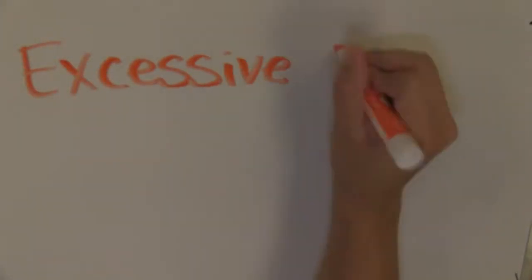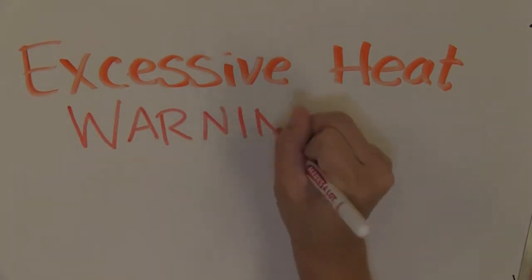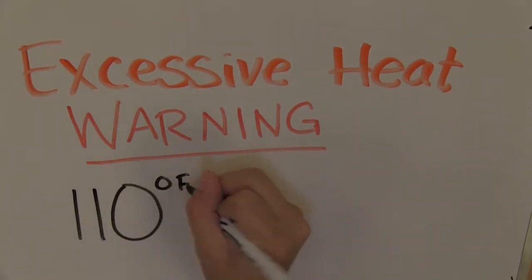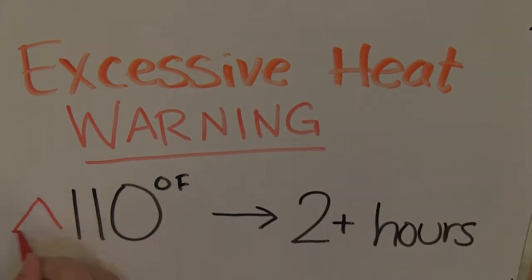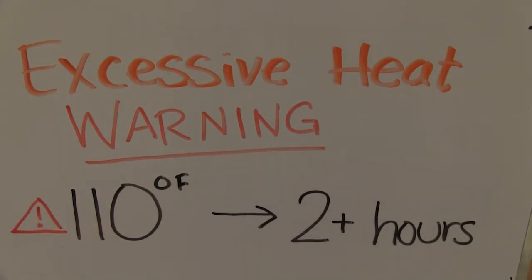An excessive heat warning is issued when the heat index feels like 110 degrees or hotter for 2 or more hours. Excessive heat warnings are rare, so it's important to take caution if you see this warning.